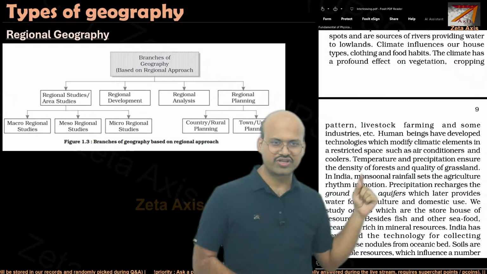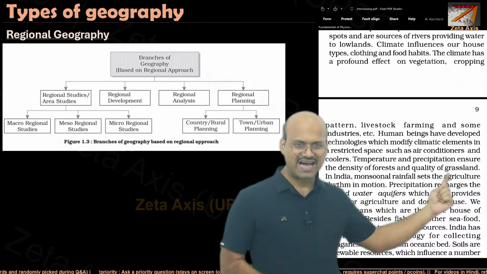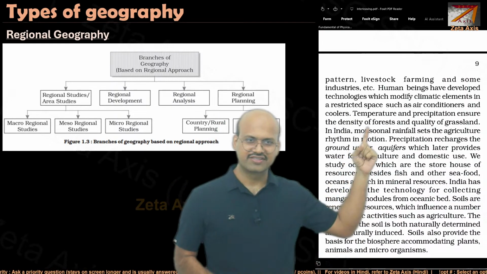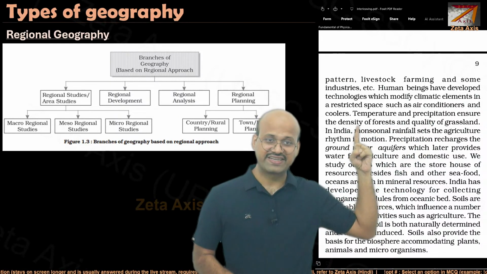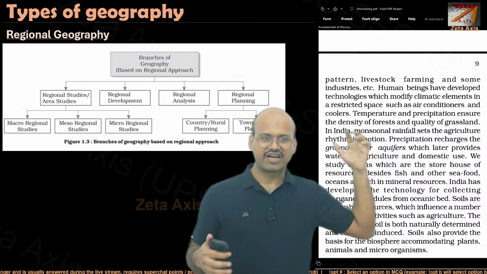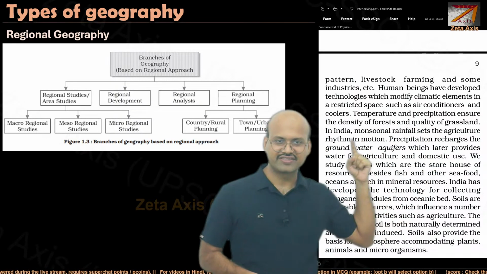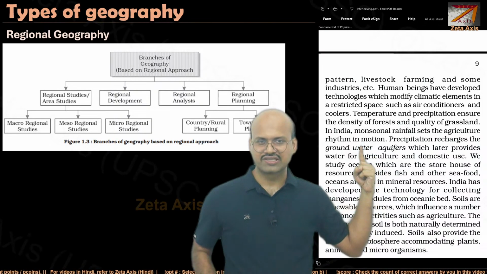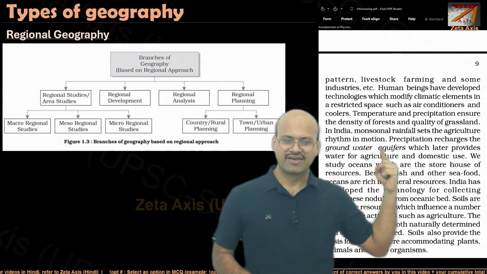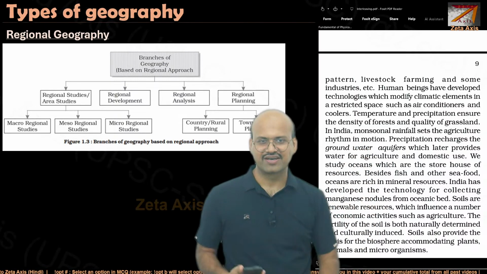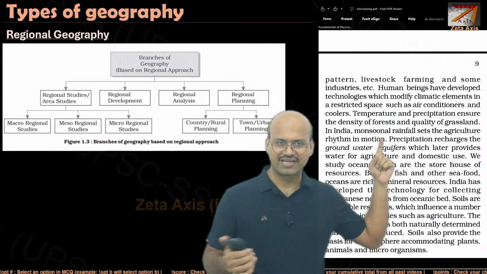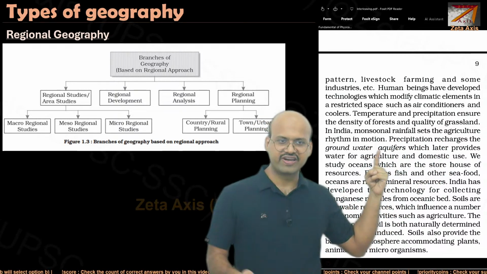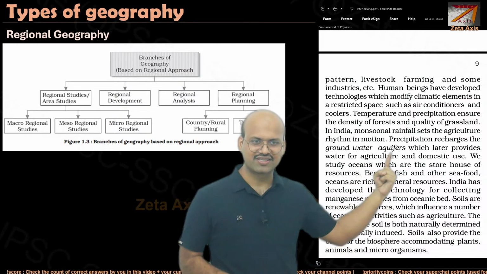Temperature and precipitation ensure the density of forests and quality of grassland. So temperature and precipitation are also important. Obviously, where more rainfall is there, there will be higher density. In India, monsoonal rainfall sets the agriculture rhythm in motion. In India, we know that rainfall occurs from June to September. Right now it is still continuing in October, but the main time is between July to September, and that is when most agricultural activities occur. Precipitation recharges the groundwater. The aquifers are filled by this rainfall, which later provides water for agriculture and domestic use.